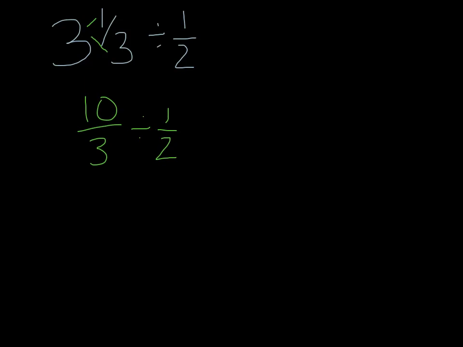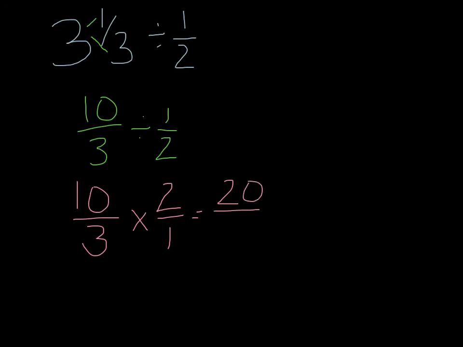So now I'm going to rewrite it again using keep, change, change. So we have 10/3 because we're going to keep our first term. Our division changes into multiplication. And we are going to change our second fraction to its reciprocal, which would be 2/1. So when I multiply straight across the top, I will get 20. Across the bottom, I will get 3.